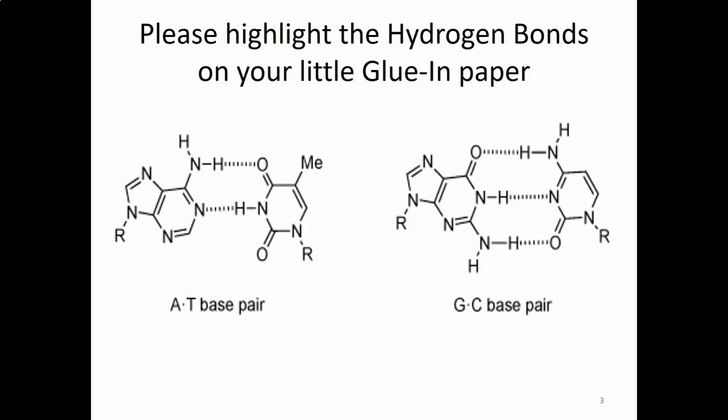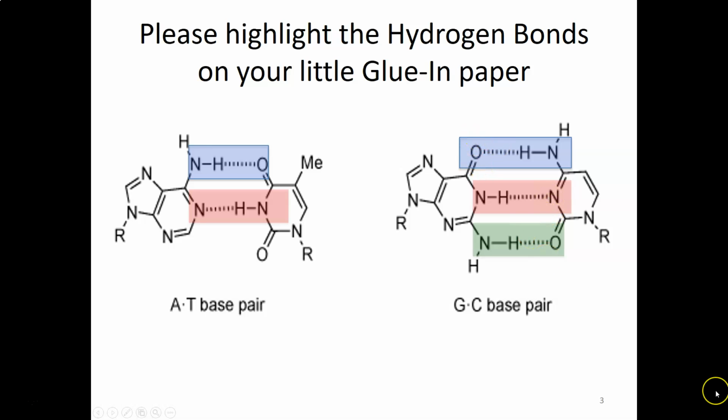So on your little glue-in, just go through and highlight where those hydrogen bonds are. I would never ever expect you to know what the base pairs look like. I would not expect you to try to look around and find where all these hydrogen bonds are occurring, but I do expect that you know enough to understand that the dashed lines are your hydrogen bonds, and that you could be given something like this and you could highlight where they're taking place.